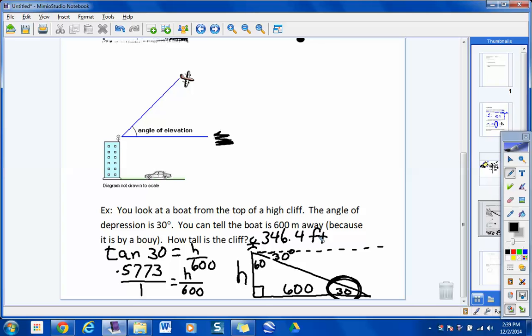We're dealing with right triangles. Strong suggestion: anytime you see a story problem, draw a picture. Draw a picture. Any questions on that example? Okay, last page.